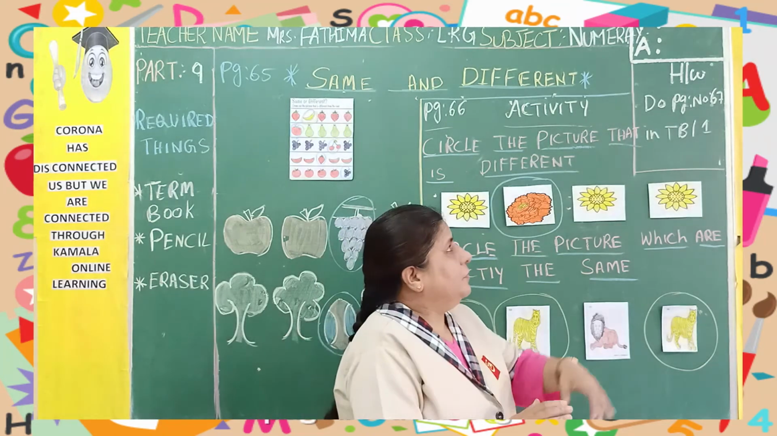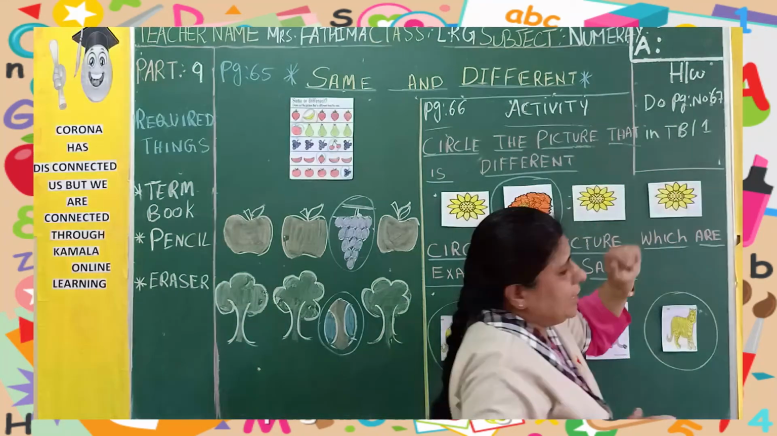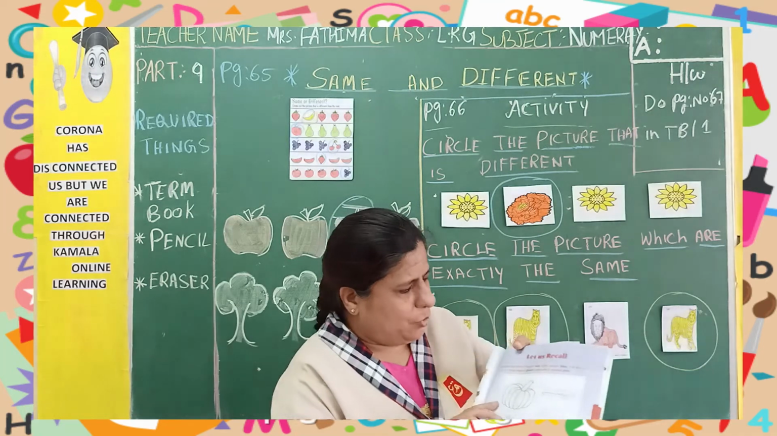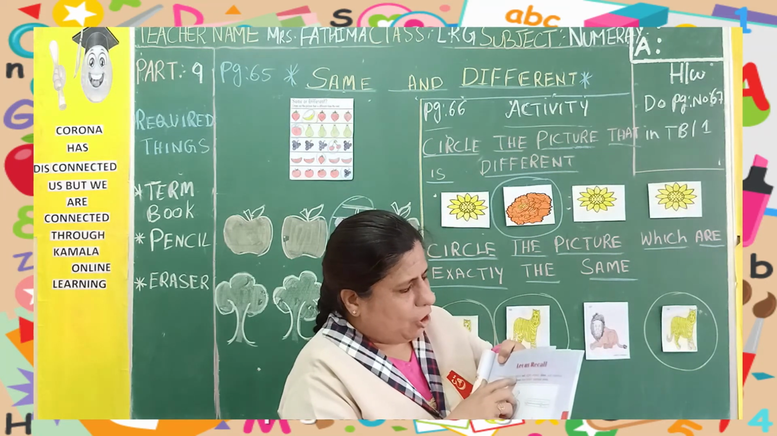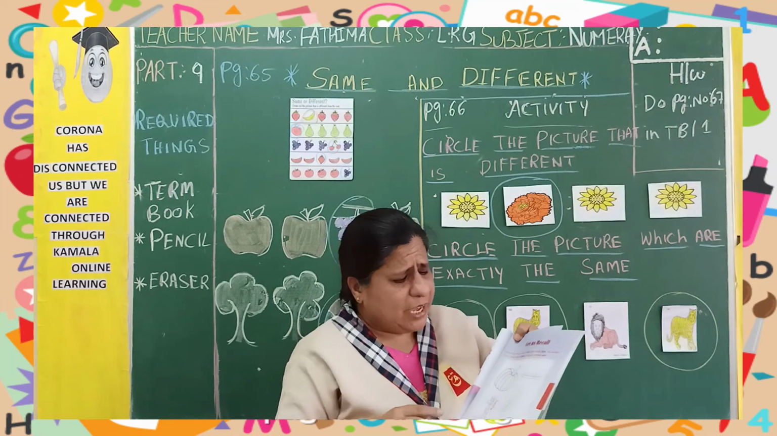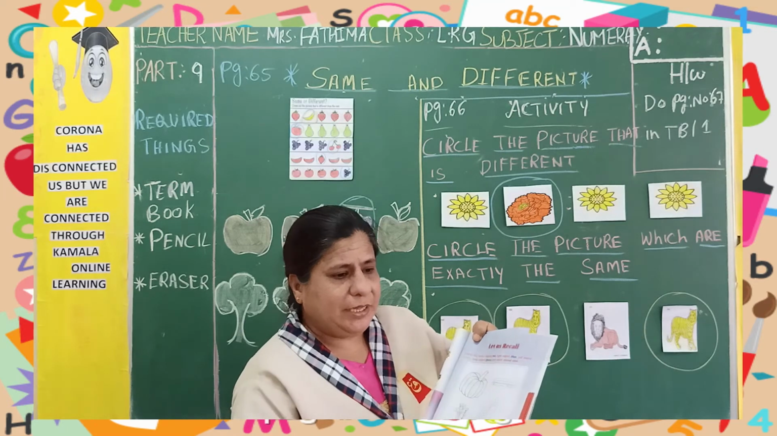Okay parents, please take down the homework, do page number 67 in term book. See, this is the page number 67 in term book. Color the heavier object red. Which is the heavier object? Which is the heavy? You have to color with red.